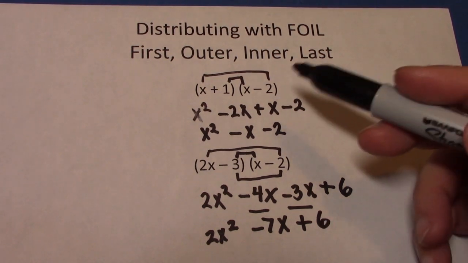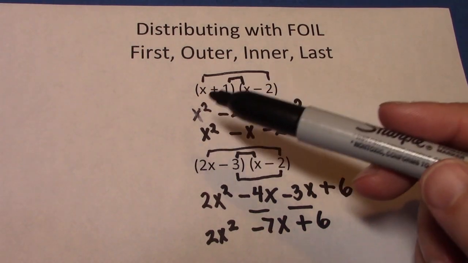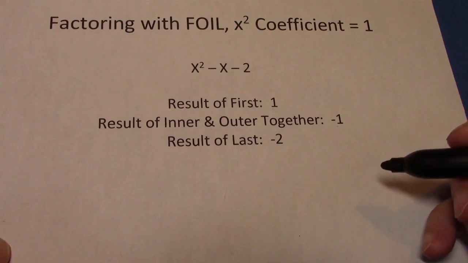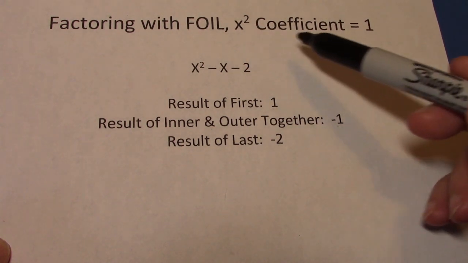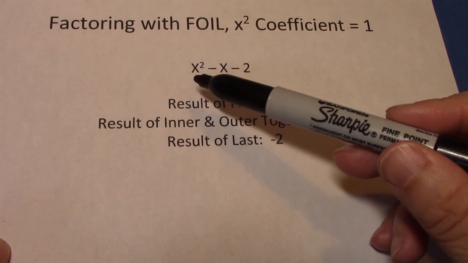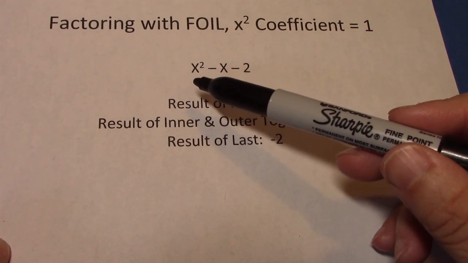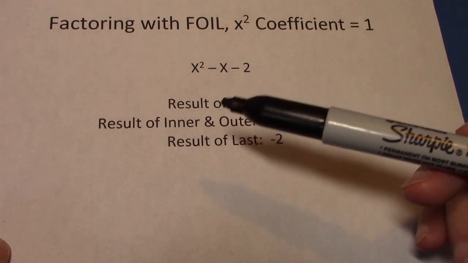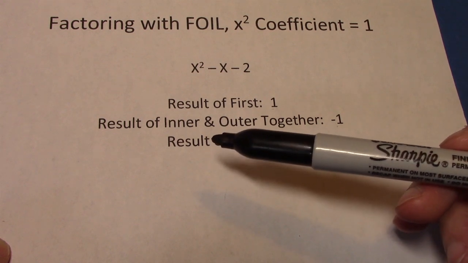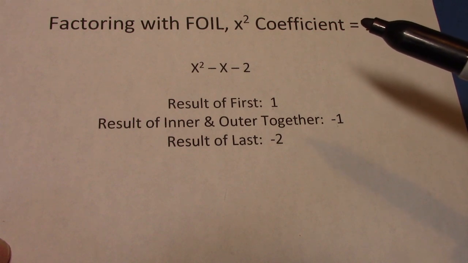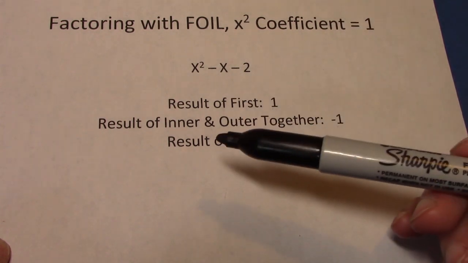So that's all it is. FOIL is just a way to remember to be sure that you've got every term in the first part being multiplied by every term in the second part. Now let's talk about factoring using that FOIL. And we're going to start where the x squared coefficient equals 1. Like this. There's an understood 1 next to that coefficient. So think of distributing and factoring as sort of opposites, like multiplying and division are opposites. If you can combine things with distribution, you can uncombine them with factoring.